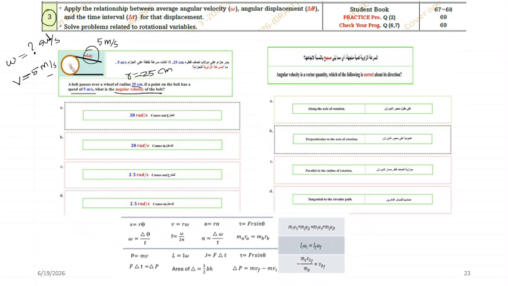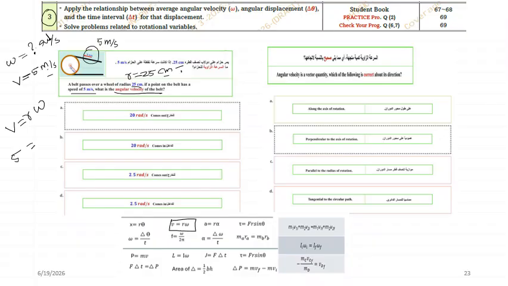Okay, so which equation will be connected? Look at V, R and omega. This is the equation where V, R and omega are connected. So what is the relation? V is equal to R omega. Okay, now you can substitute the values, 5, and the radius is given. See, one is given in meter per second, another one is given in centimeter. So in this situation, what is to be done?